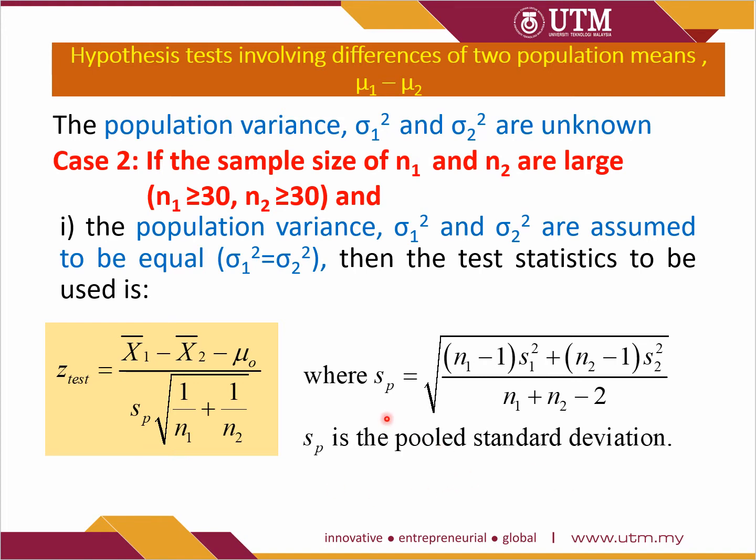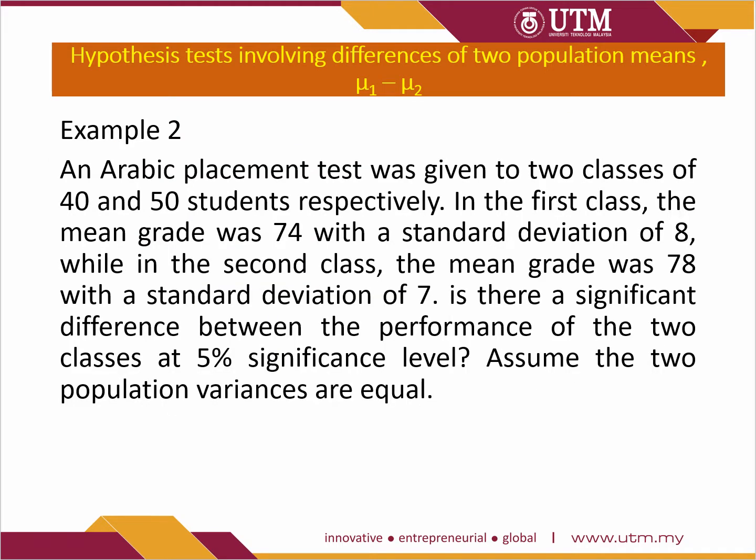The formula for the pooled standard deviation is given as the square root of n1 minus 1 times the sample variance from the first population, plus n2 minus 1 times the sample variance from the second population, over n1 plus n2 minus 2. So this is the sample variance, and this is also the sample standard deviation. Alright, so now let's go through the example for this case.